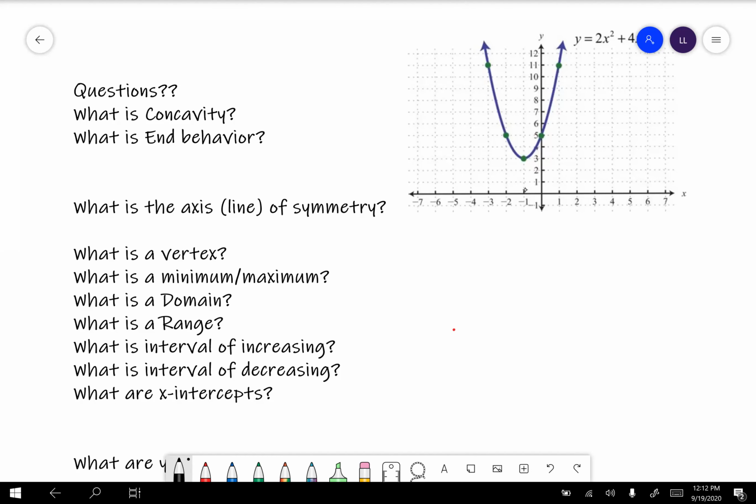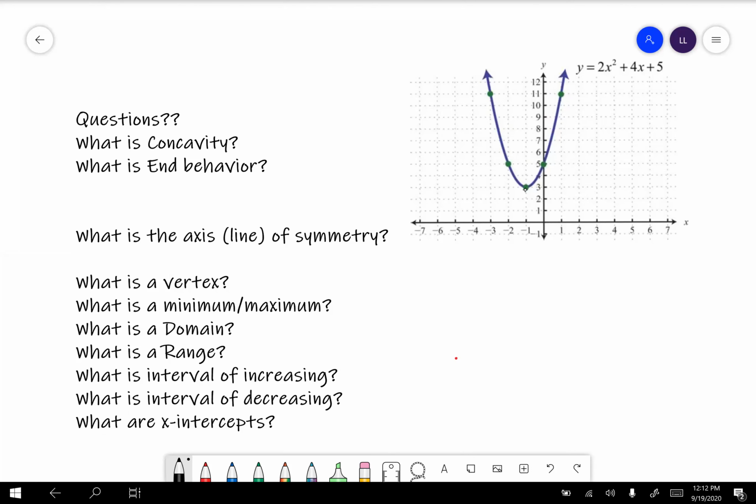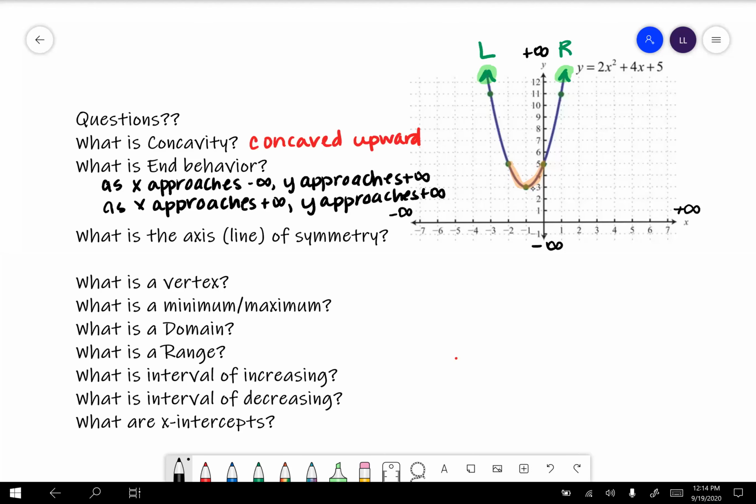So let's take a look at this graph. Determine the concavity and the end behavior of this graph. Go ahead and pause the video and attempt it on your own. Hopefully you tried this on your own, and now you can see that this graph is concave upward. On the left side, as x approaches negative infinity, y approaches positive infinity. And on the right side, as x approaches positive infinity, y also approaches positive infinity.